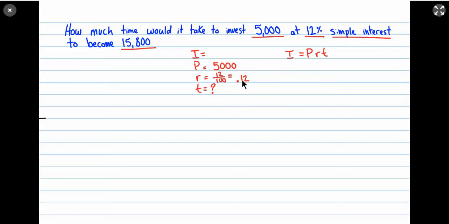Now, here's where you want to be careful. What's your I? Remember, I is the interest. In the problem, I told you that 5,000 at 12% simple interest to become 15,800. I want to have 15,800. That's my A. Can I put A in place of I? Can I put the total in place of a spot where I only need the interest? So how do I find the interest from here? Take away what you put in. The rest, my 10,800, is my interest. Now I can work with this to solve.